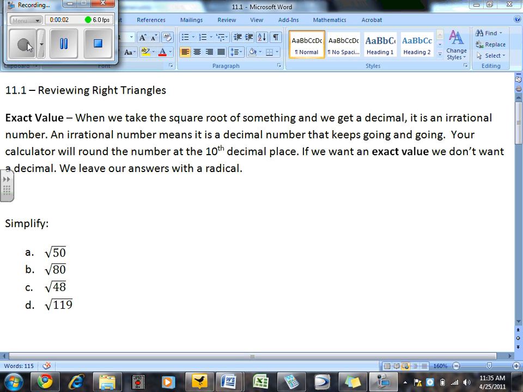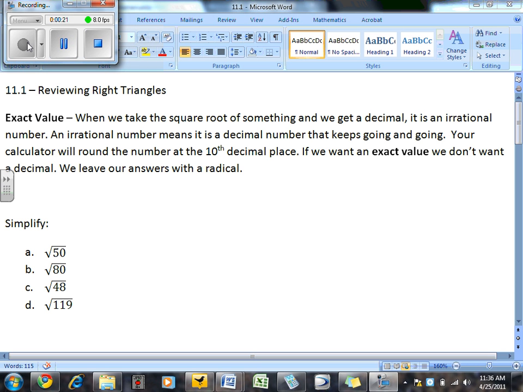Okay, today we're going to do a little bit of reviewing of right triangles. The first thing I need to talk about in this section, which is a little different from what we have been talking about, is an exact value. When we take the square root of something, like the square root of 4 is 2, that has a perfect square root, right? A whole number square root.